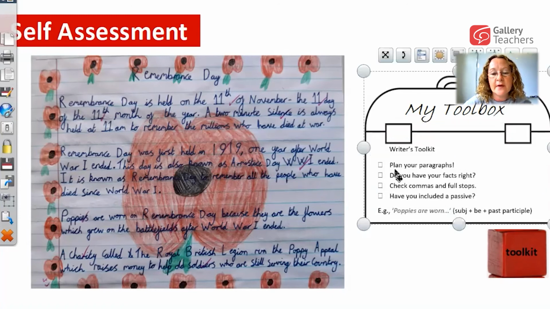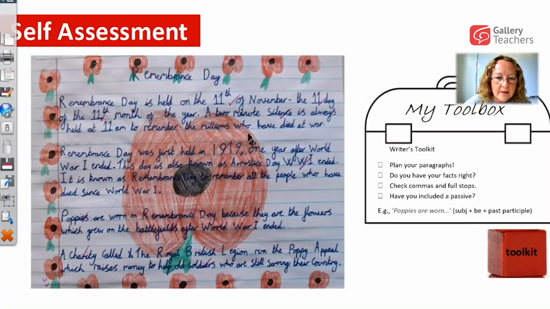So he can ask himself before he writes and after he writes, am I going to plan my paragraphs? Did I plan my paragraphs? Oh, yes, I think here I can see clearly 1, 2, 3, 4. Yes. Do I have my facts right? Did he Google it? Did he check that? Yes, this is the date. Those are the correct dates for the war. This is the correct spelling. Has he checked his commas and full stops? And importantly, because we want to get to a higher grade descriptor, has he, in this case, used a passive, like poppies are worn? Well, he's got straight away in the first line, Remembrance Day is held. So tick box. So he gets to tick all of those.